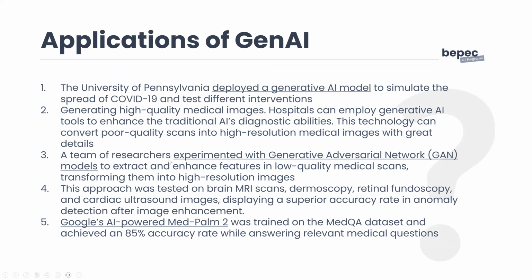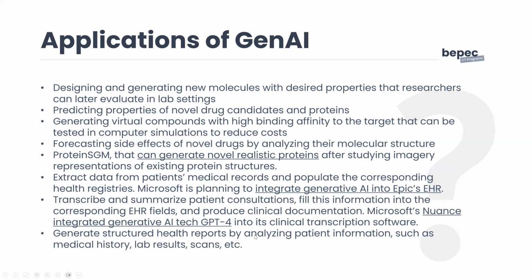And again, a team of researchers experimented with GANs, generative adversarial networks, to extract and enhance features in low quality medical scans, transforming them into high resolution images. Brain MRI scans, everything like image enhancement, we are doing it. And there is MedPalm 2 from Google, which is trained on a medical Q&A dataset and is trying to provide 85% accuracy in answering your medical questions.